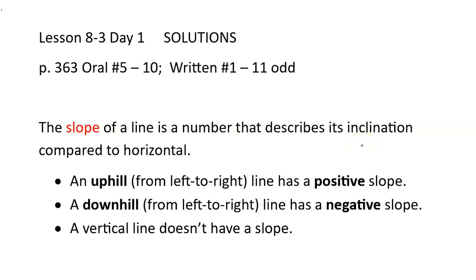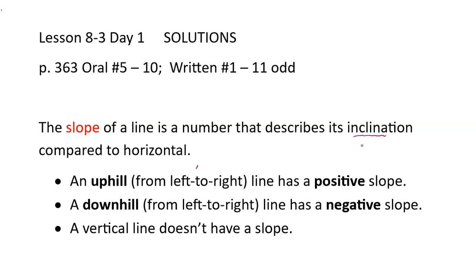The slope of a line is a number that describes its inclination compared to horizontal. By inclination, I mean how is the line inclined? How is it slanted compared to horizontal? An uphill line has a positive slope.